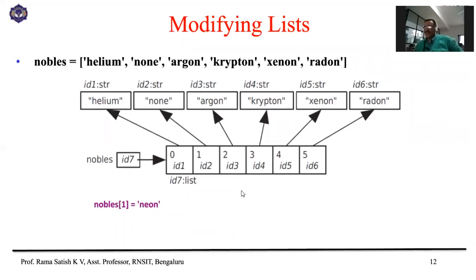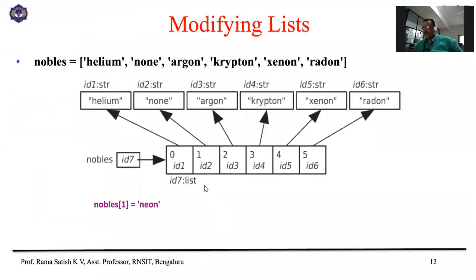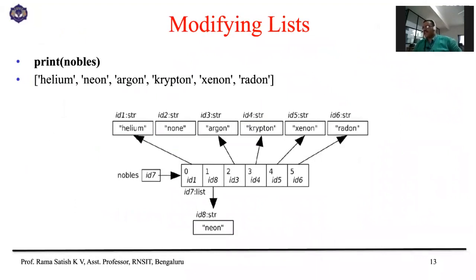Now, let us see. I have assigned neon. So what happens? A new cell is created, neon is created. You can see this link is removed and a new link is created. Earlier we had ID2 in index number 1 position. Now ID8 is there in index number 1 position, and automatically the old data is taken out. Your computer will send this memory block for garbage collection. Now if you print, what happens? It will print.